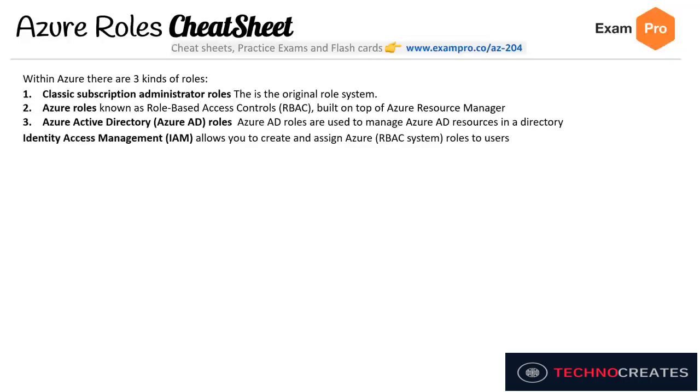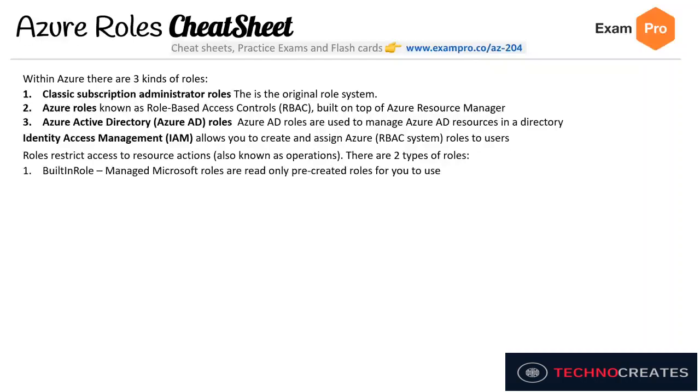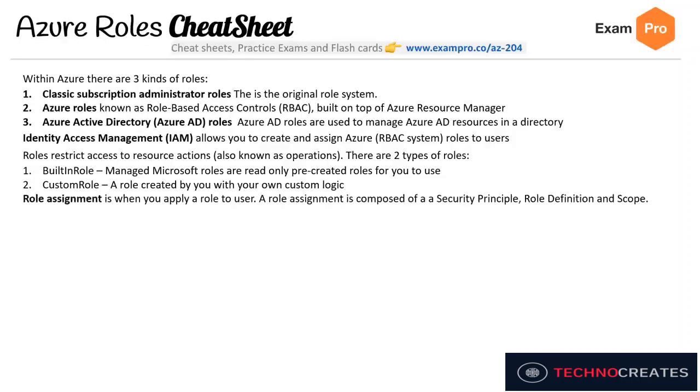When we're talking about Identity Access Management, IAM, that allows you to create and assign Azure roles to users. Roles restrict access to resource actions, also known as operations. There are two types of roles. You have built-in roles, which are Microsoft-managed, read-only, pre-created roles for you to use. And then you have custom roles, a role created by you with your own custom logic. A role assignment is when you apply a role to a user, and a role assignment is composed of a security principal, role definition, and scope.